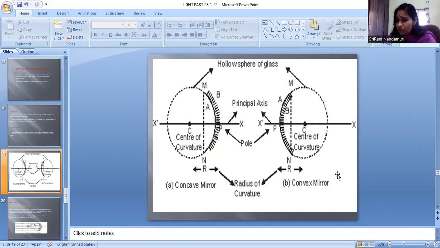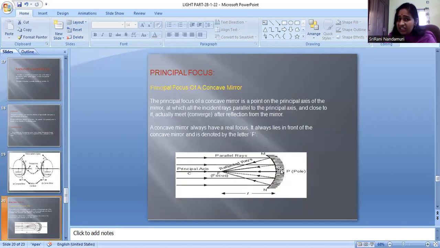Now, what is the principal focus? Here in this figure you can see what the principal focus means: a point on the principal axis. This is the center of curvature and this is the pole. I have taken only the concave mirror here. So this is the pole and this is the center of curvature, and the point where all the light rays come and meet is said to be the principal focus.